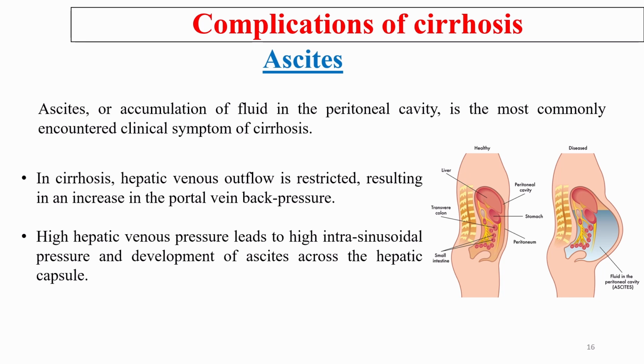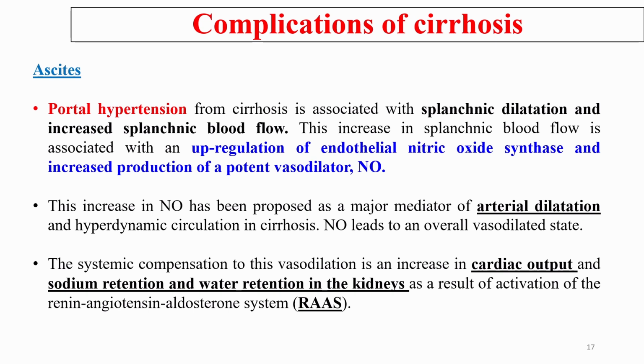First, the portal hypertension causes splanchnic vasodilation and increased nitric oxide production. The resulting vasodilation lowers arterial blood pressure. To compensate, the body activates the renin-angiotensin-aldosterone system, antidiuretic hormone, and the sympathetic nervous system. These responses cause sodium and water retention, leading to fluid accumulation. So, ascites is not just passive leakage. It's a result of complex systemic changes.